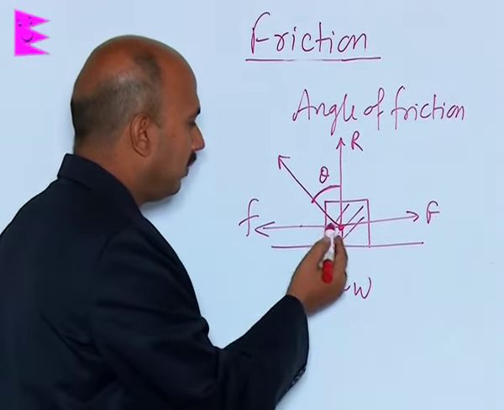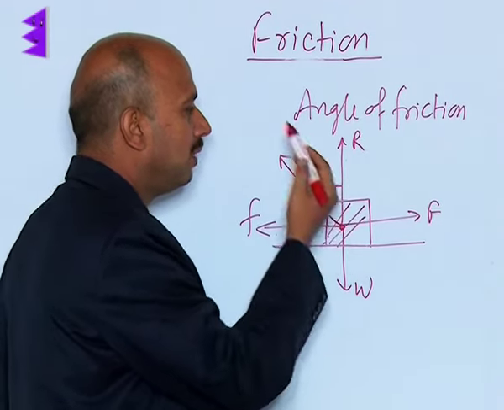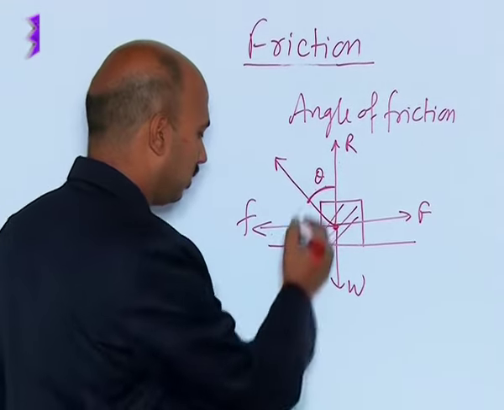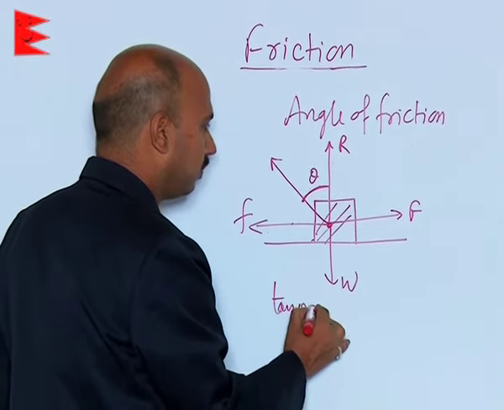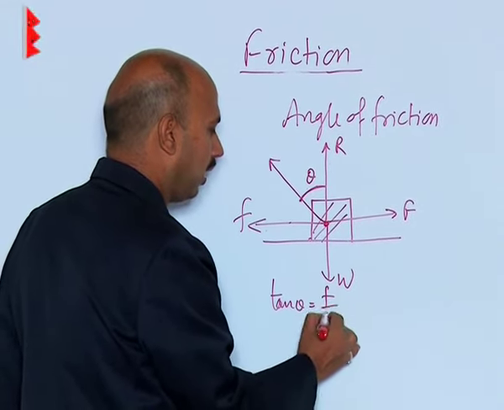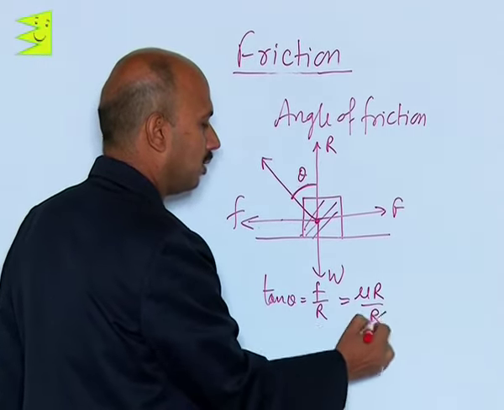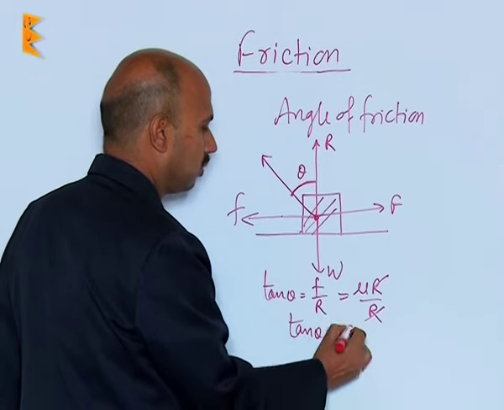So, the angle between the resultant of the frictional force and normal reaction, and the normal reaction, is known as angle of friction. We can write here tan theta is equal to F upon R. We can write F as mu R upon R, this cancels here. So, we can write tan theta is equal to mu.